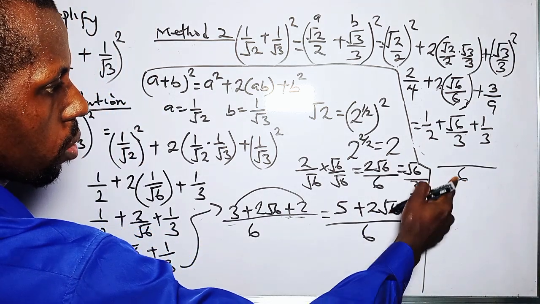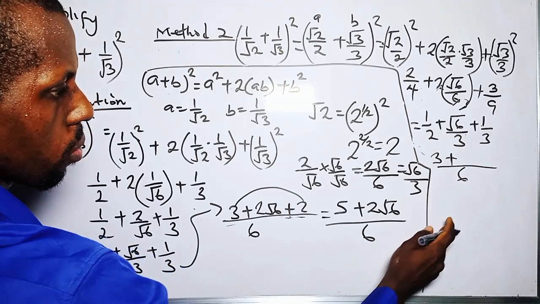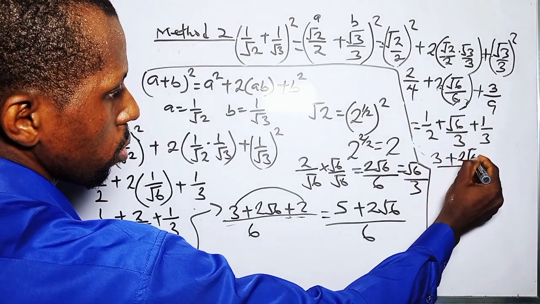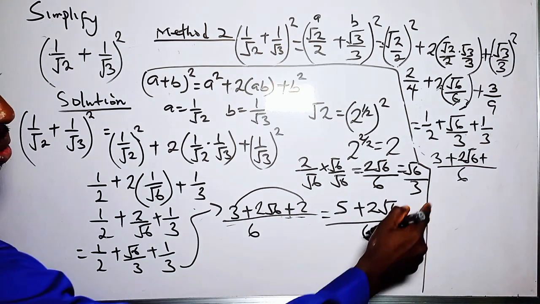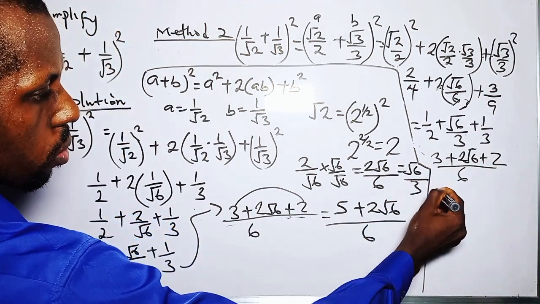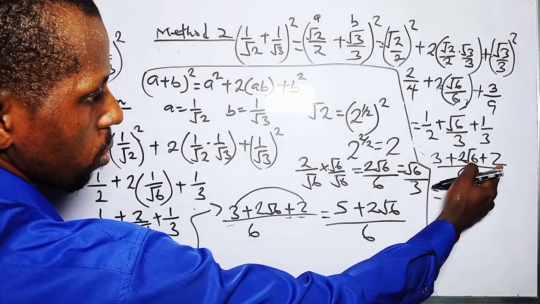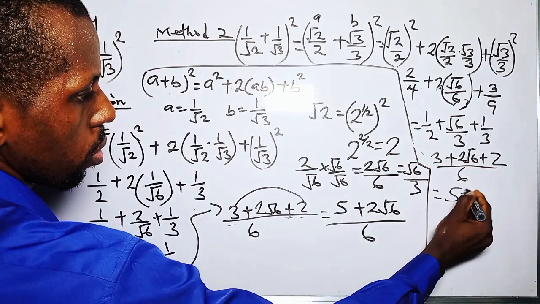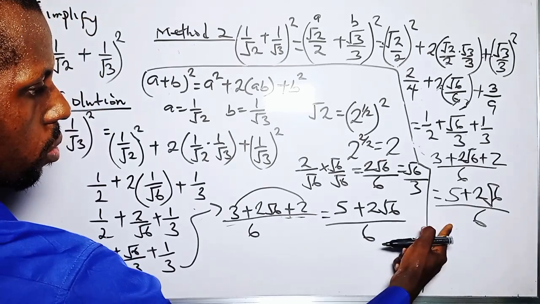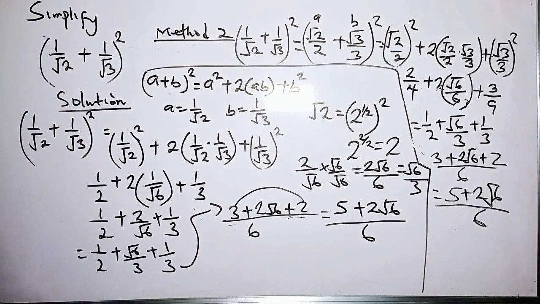3 in 6 is 2, multiplying gives us 3. 3 in 6 is 2, multiplying with this we have 2 root 6. Plus, when we divide this, we have 2, multiplying with 2 we have this. So when we combine this with this, 3 plus 2 is 5, plus 2 root 6 over 6. So we have the same answer. Thank you very much.